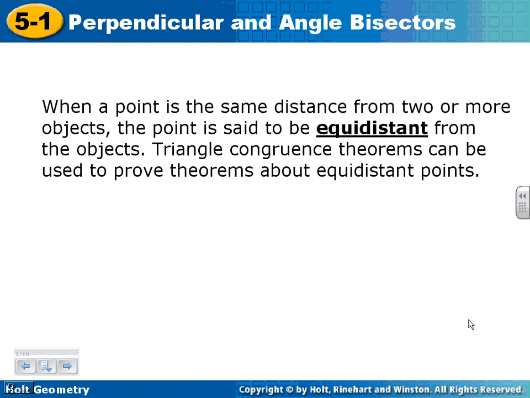It reads, when a point is the same distance from two or more points, the point is said to be equidistant from the objects. Triangle congruence theorems can be used to prove theorems about equidistant points. So the new vocab word, equidistance, means the same distance from.